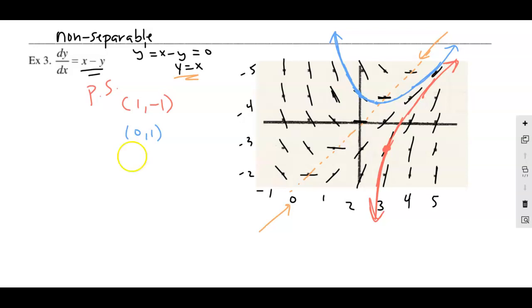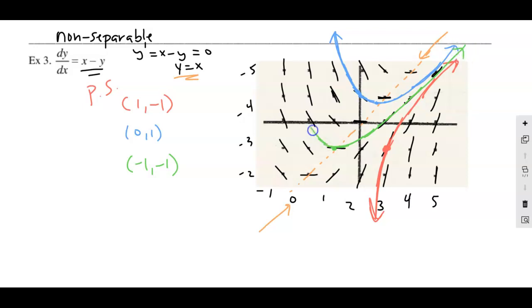Let's go through the point. How about -1, -1? That point would be right here. So that point would be the minimum, and that point's the one that has the horizontal tangent. And then that one is going to go over towards this oblique asymptote, that slanted asymptote.